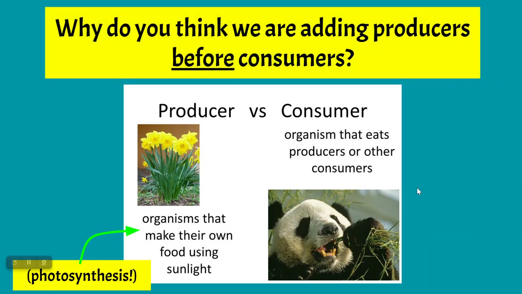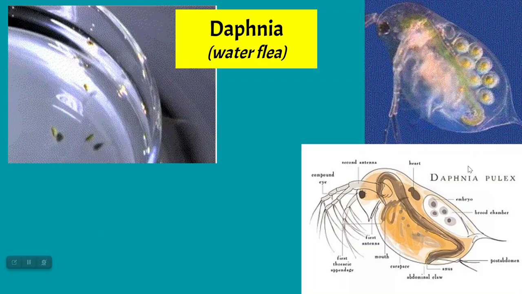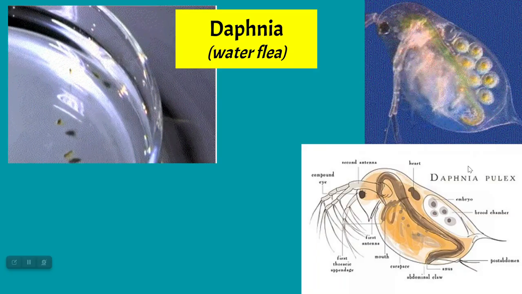All right, so why are we adding producers before consumers? Well, if we put consumers in there without any producers, they wouldn't really have food, especially the low-level consumers that only eat producers. So we're going to put in our producers first, hope that they get established, and then eventually we'll be adding consumers. All right, we added a third thing.